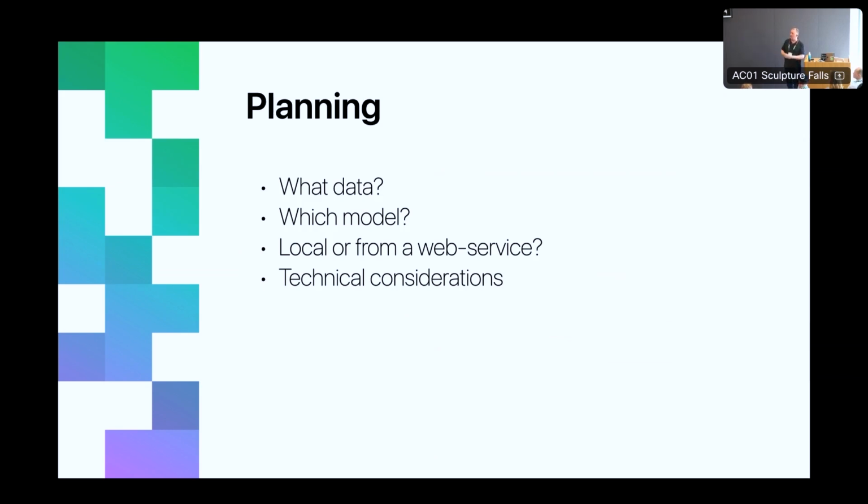Decide which model. What I normally recommend when people are getting started is to just use one of the models from OpenAI. That's the simplest. Local or from a web service: you can run embedding servers locally, or you can use a web service such as OpenAI. And then you've got technical considerations we'll get to a bit later, like how does this affect our choice of server? How do we store the embeddings? That kind of thing.